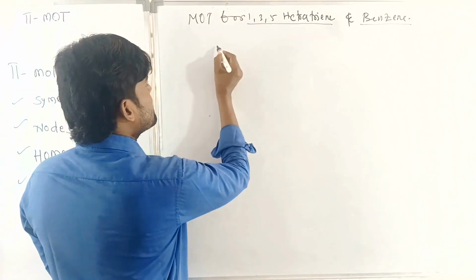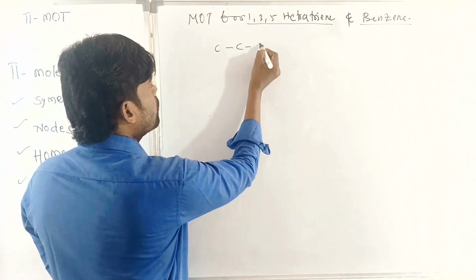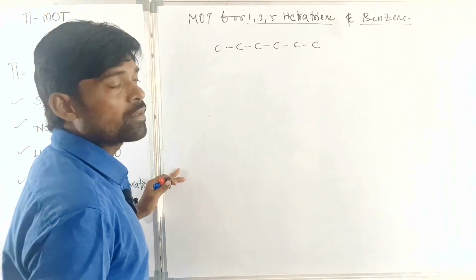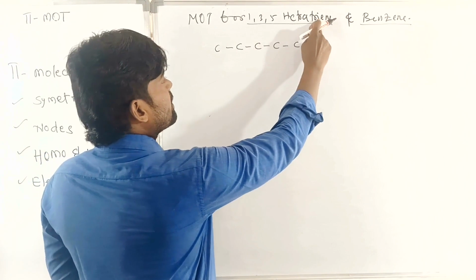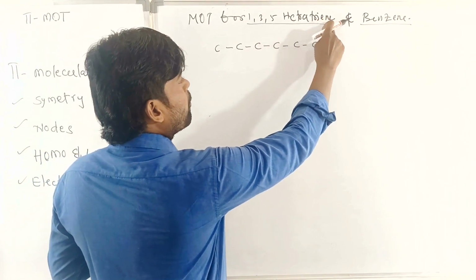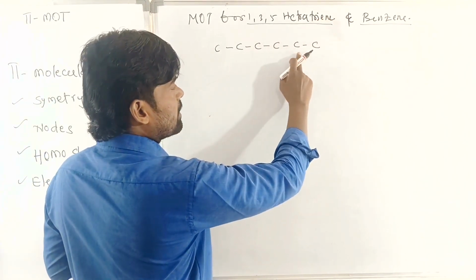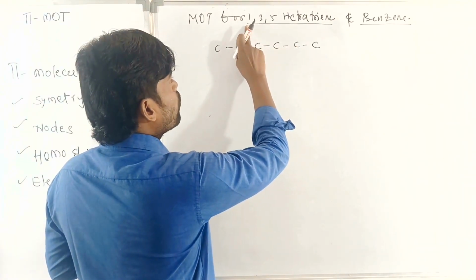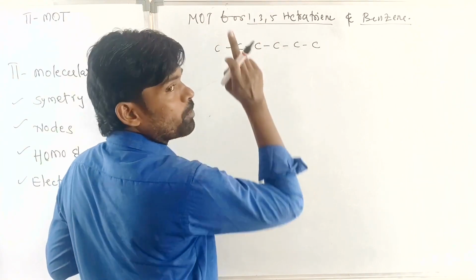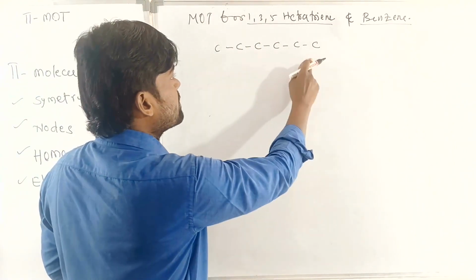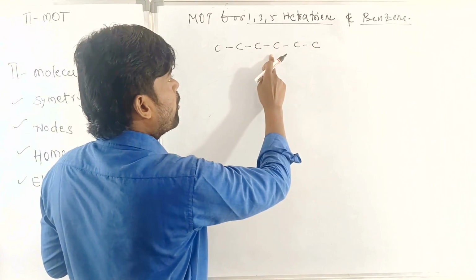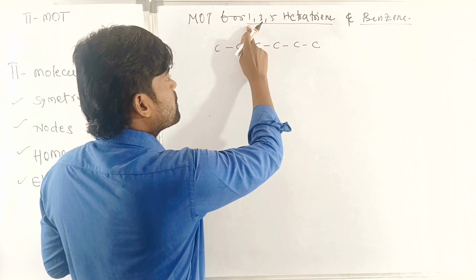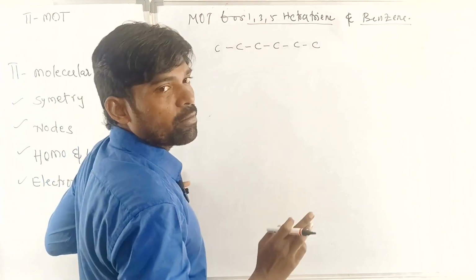See, hexa means 6. 1, 2, 3, 4, 5, 6. Triene: triple double bonds are present in this structure, at first place, third place and fifth place. Hexa means 6, tri means 3 double bonds. Where are those 3 double bonds present? First carbon, third carbon and fifth carbon.